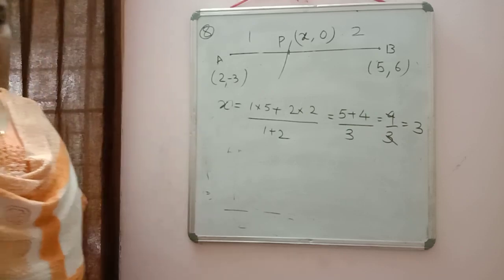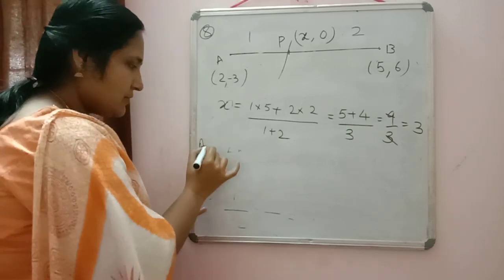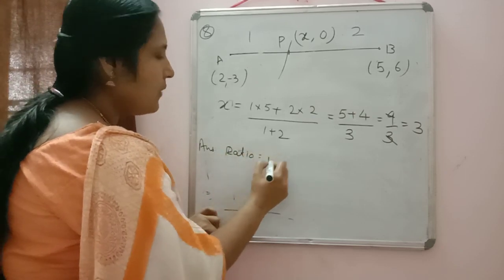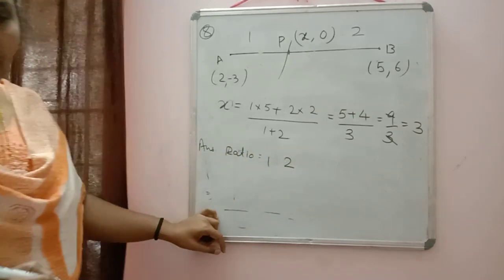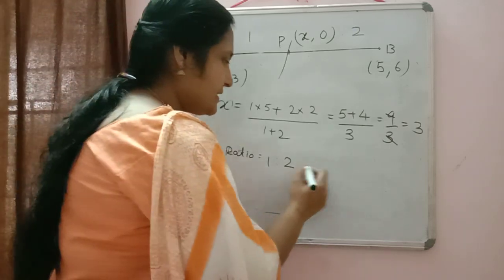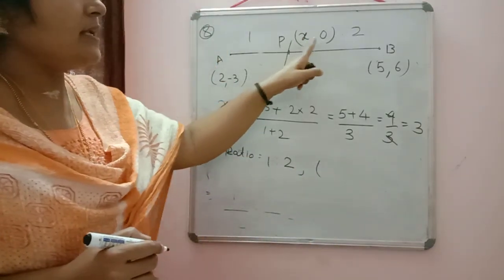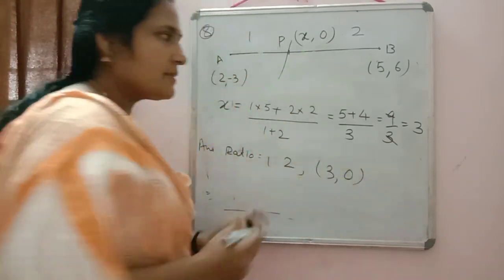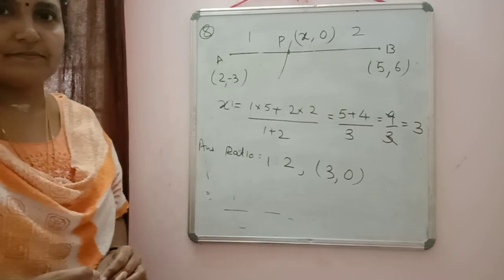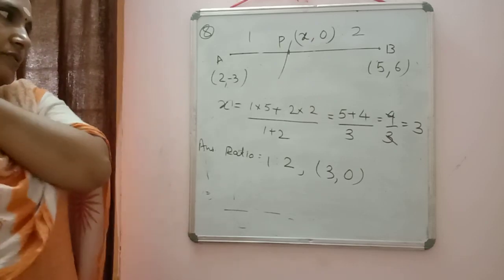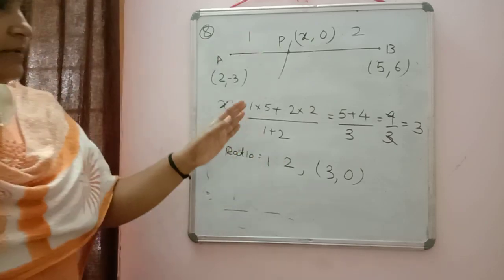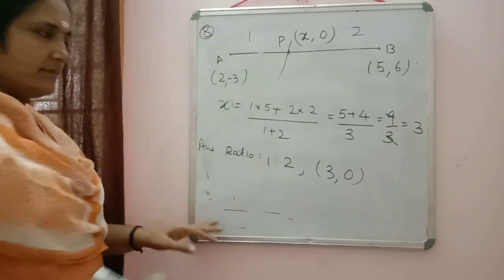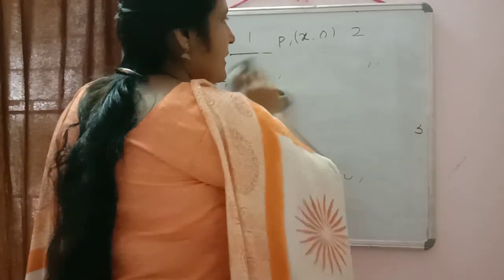Now here two questions are asked. First is, in what ratio? So we have to write down the answer: ratio 1 is to 2. And also find the point of division. Point of division means we want this point x comma 0. So our point of division is 3 comma 0. Clear? So in this question also, if you are comfortable with k is to 1, you can do it with k is to 1 only. Okay. Now moving to the next question.